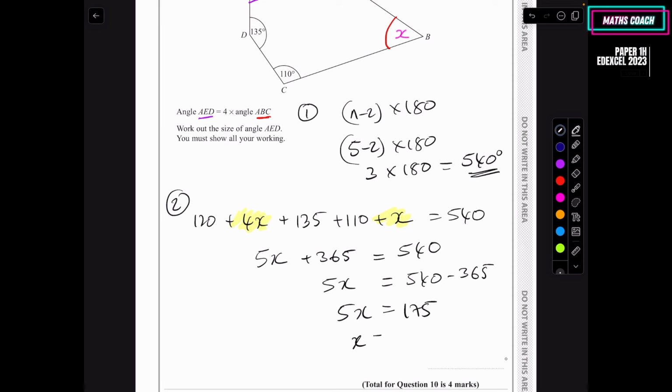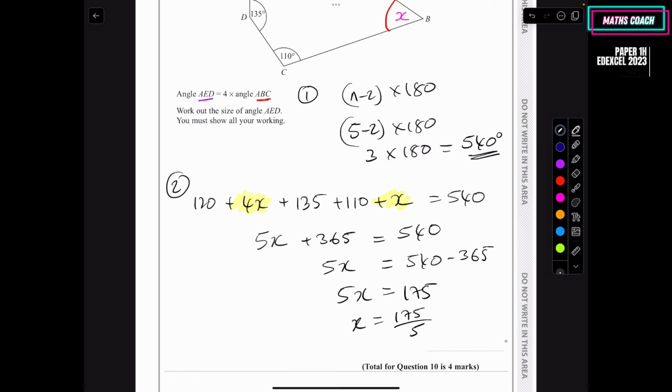And to find what x is, we're going to do 175 divided by 5. So now we've got this problem here. You can go to long division. How many times does 5 go into 1? It doesn't. How many times does 5 go into 17? 5, 10, 15, it goes in 3 times. The remainder is 2. How many times does 5 go into 25? It goes in 5 times. So the answer to this is x is equal to 35 degrees.